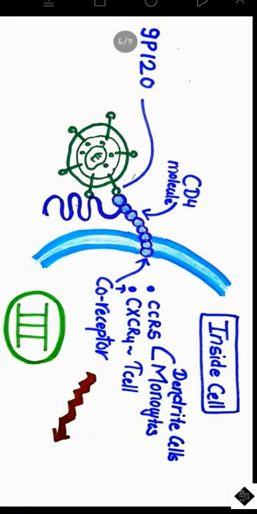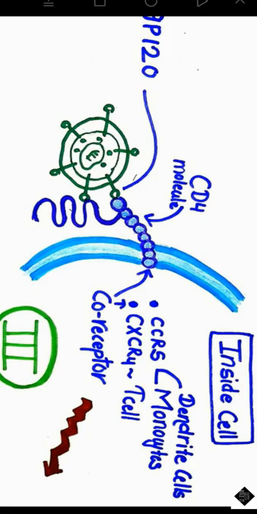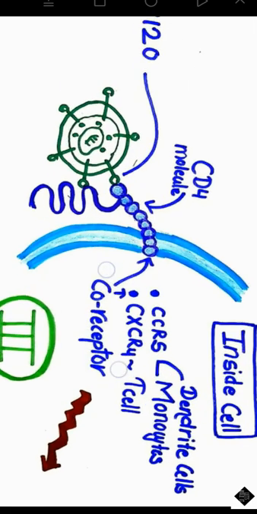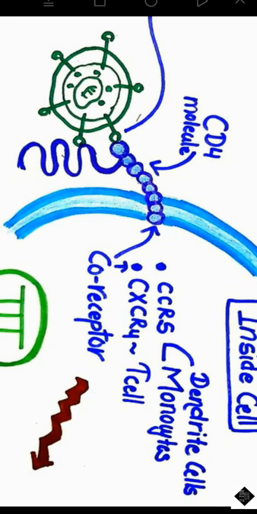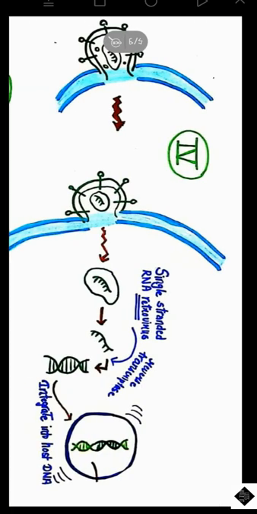HIV targets and attaches to CD4 molecules by binding through GP120 present on its envelope. Then HIV uses GP120 to bind to a co-receptor to get inside the cell. The most common co-receptors include CXCR4, which is found on T cells, and CCR5, which is found on dendritic cells and monocytes. Once HIV binds to the CD4 molecule, it enters inside the cell.